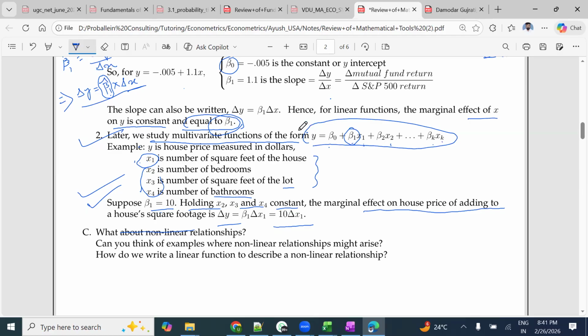Okay, Bhakti ma'am? The effect of each individual variable on the dependent variable. Yes, sir.